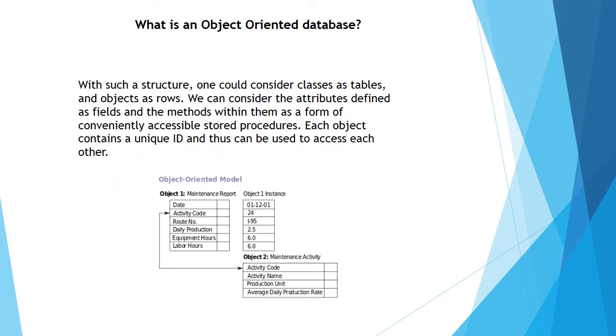With such a structure, one could consider classes as tables and objects as rows. We can consider the attributes defined as fields and the methods within them as a form of conveniently accessible stored procedures. Each object contains a unique ID and thus can be used to access each other.